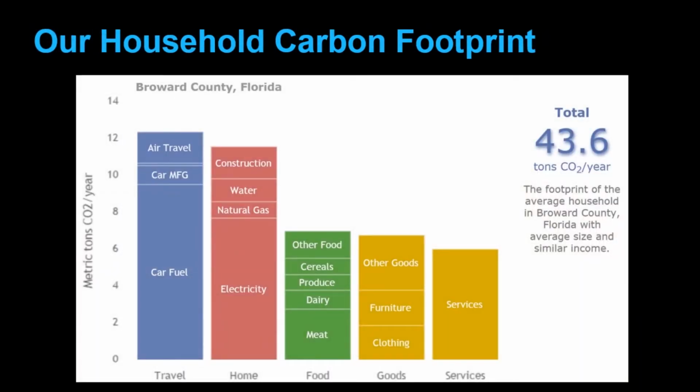In Broward County, our household carbon footprint is a whopping 43.6 tons of carbon dioxide per year. Remember how much 1 ton of carbon looked like from the previous image? In Broward, we average 43 tons per year. Mostly that comes from transportation and electricity use at home and at work. But you can see that what we eat, what we buy, and the services that we pay for also really add up to our carbon footprint. That means that making sustainable and low carbon choices can really help.